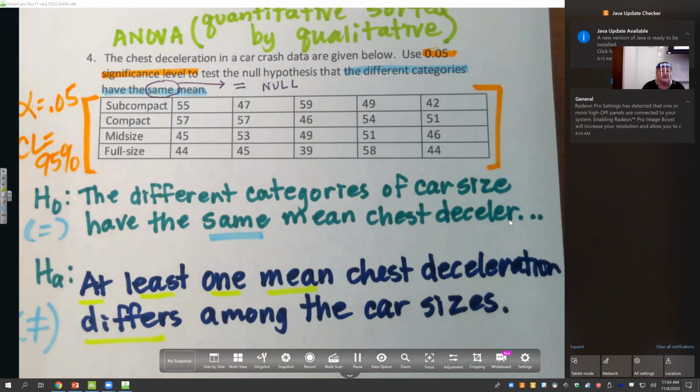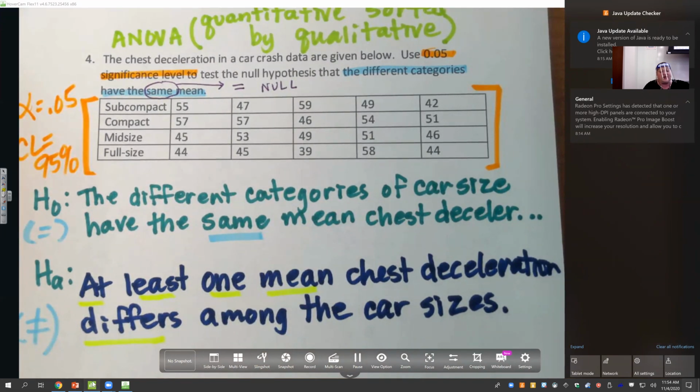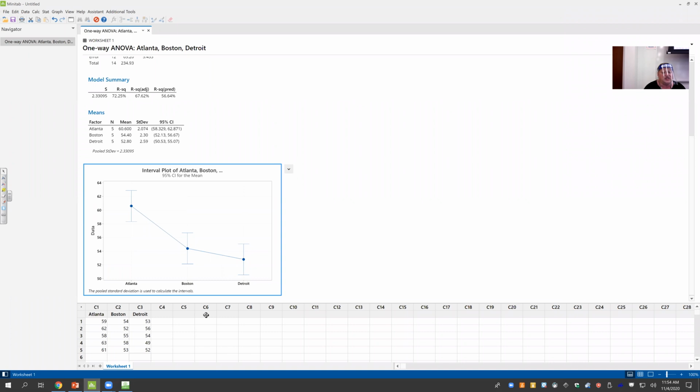I'm going out to Minitab and I'm going to enter these numbers. Now, again, you can start with a clean sheet if you prefer, or I can just go over to a different column. So I'm going to start in column 6. I'm going to have subcompact, and I'm going to enter the numbers: 55, 47, 59, 49, and 42.